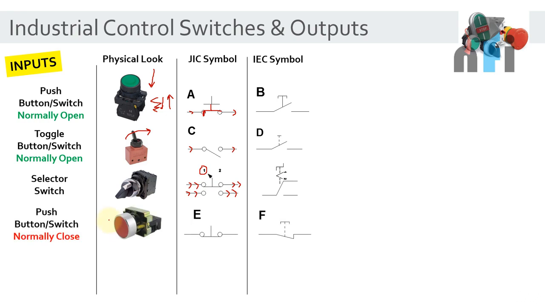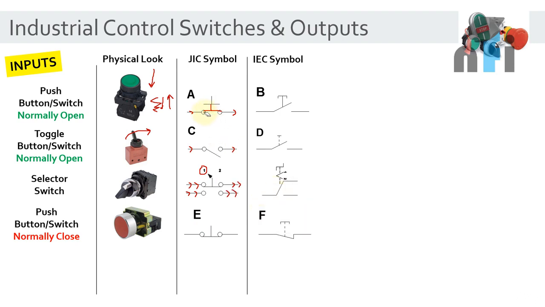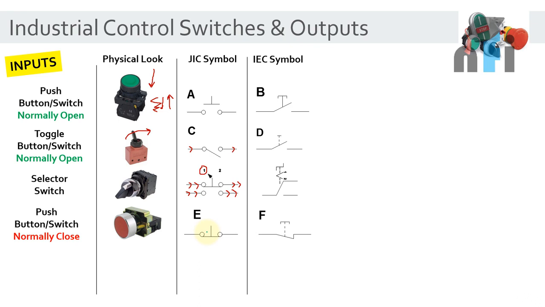Then you have the push button, normally closed. Now look at this symbol compared to this symbol. You will see the difference here. This is normally closed. When you're not pressing the switch, it is already passing the signal. When you press the switch, this will come down and it will block the signal.